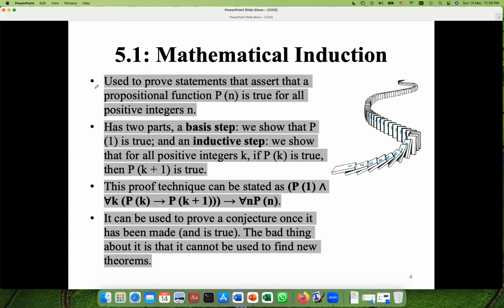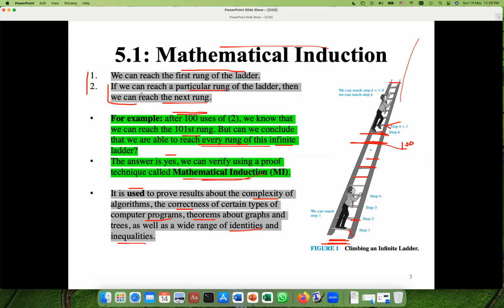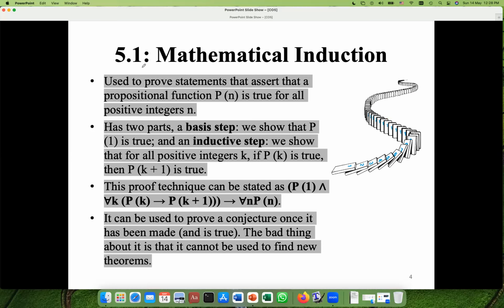If you want to prove something, like the question here, the first thing that you have to do, from the given problem, is identify the propositional function. What is the propositional function in that given problem? If the problem is given to you, you have to identify the propositional function, the proposition actually. And you can represent that propositional function with P of n. And what is n? n is positive integers, all positive integers. So infinite, all positive integers.